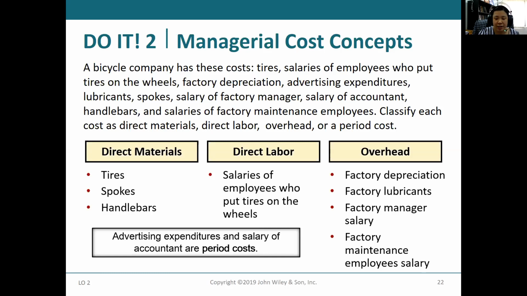Okay. The two types of period cost here are the advertising cost, which is the selling expenses, and the salary of the accountant, which is the administrative expense. So it should be under period cost. It's not manufacturing cost.